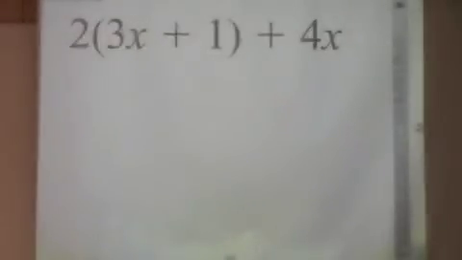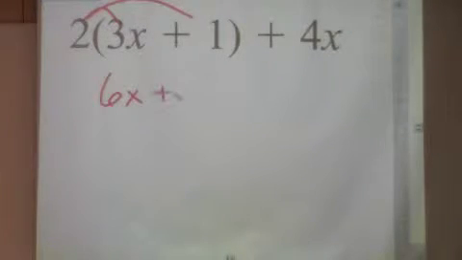2 times the quantity 3x plus 1 plus 4x. Stanky, what do you got? We do 2 times 3x, which is 6x. I like it. And then 2 times 1, which is 1. Oh, careful. 2 times 1 is? 2. And then you got plus 4x at the end.